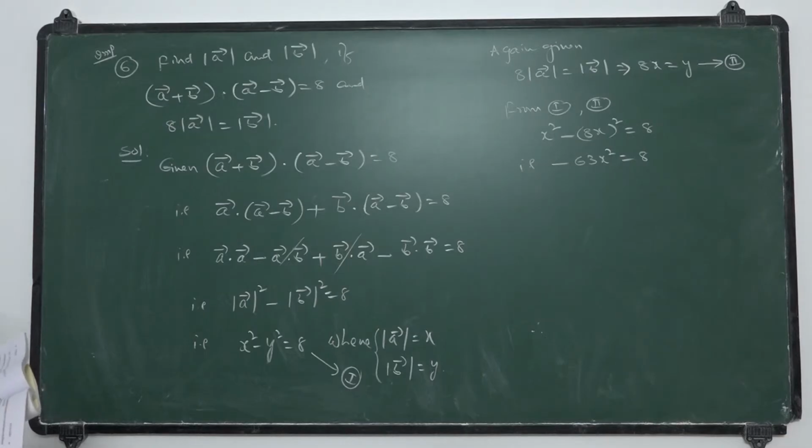Dot product. I thought that mod A bar, 8 mod A bar is mod B bar, x square. We are getting x square as negative, which is not possible actually. Okay.